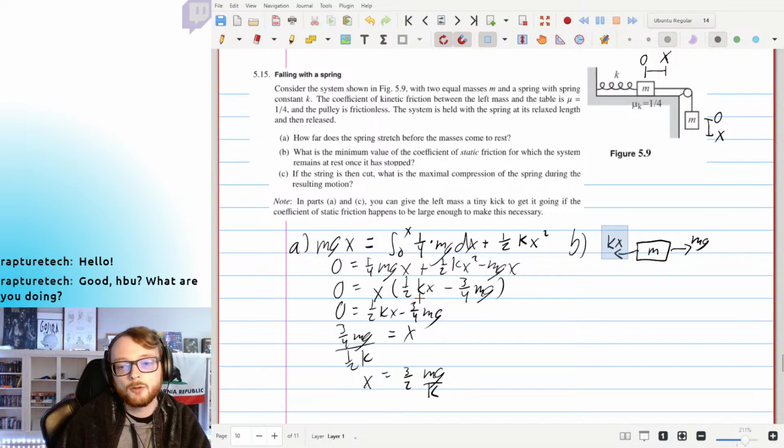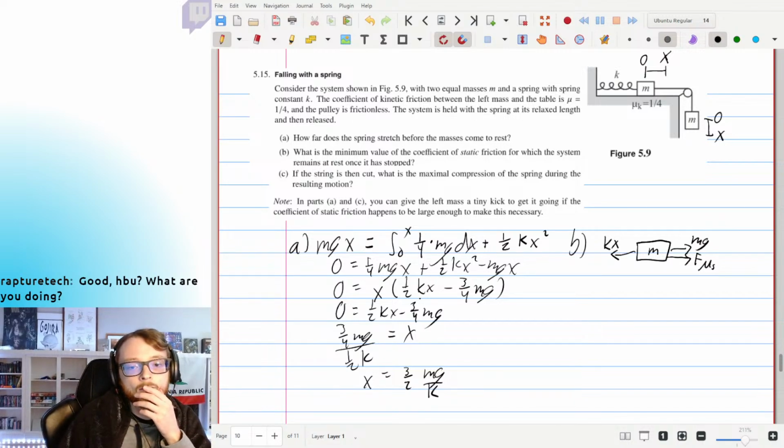Okay, so in this scenario here, the mass has gone as much to the right as it'll ever go, and we're asking when it's going to start to go to the left. So if it's going to go to the left, I'm going to say that our static friction is going to the right. So we want kx to equal mg plus f mu s. X we just solved.